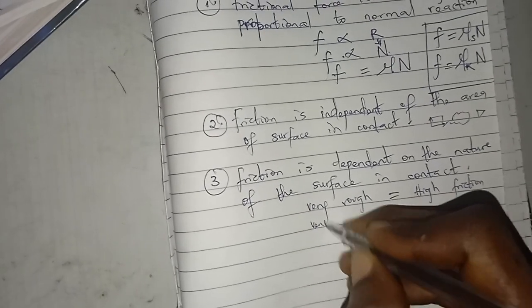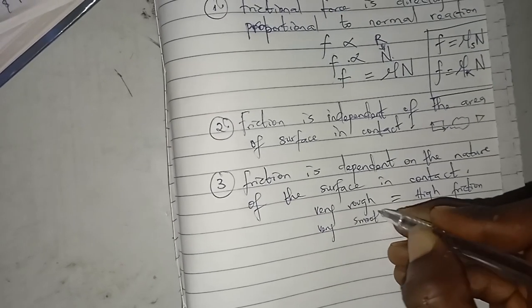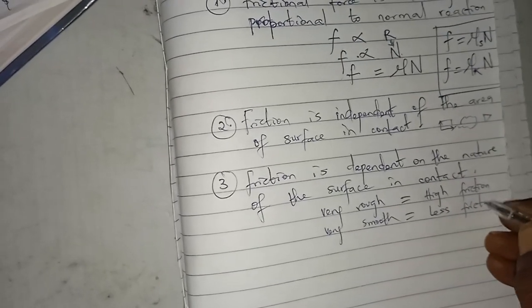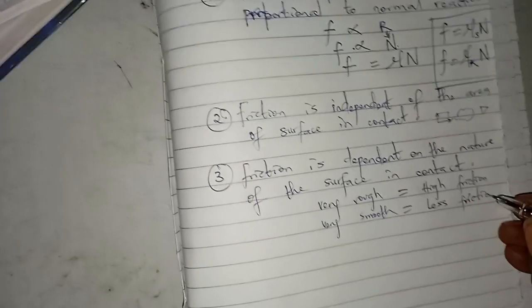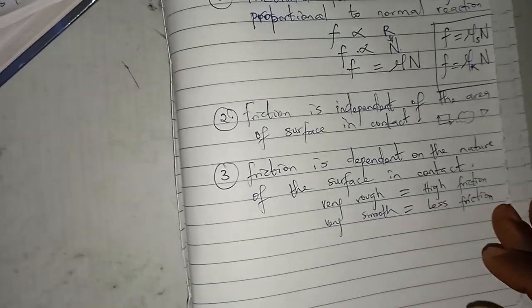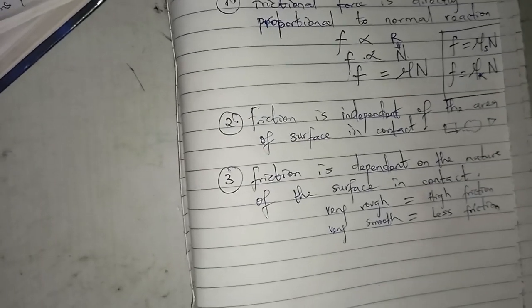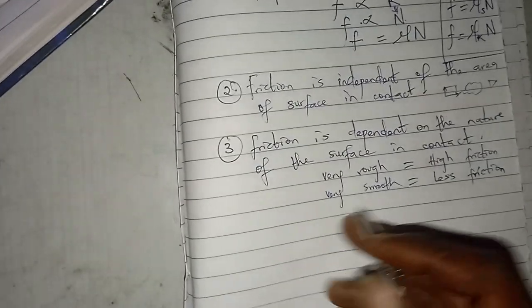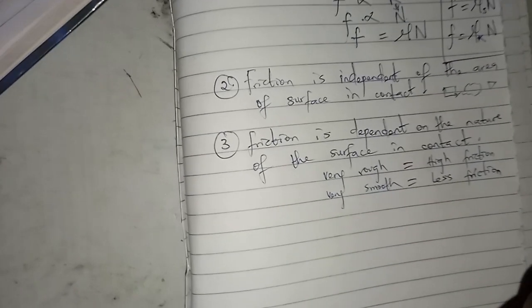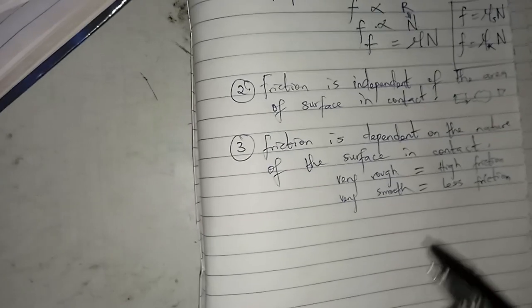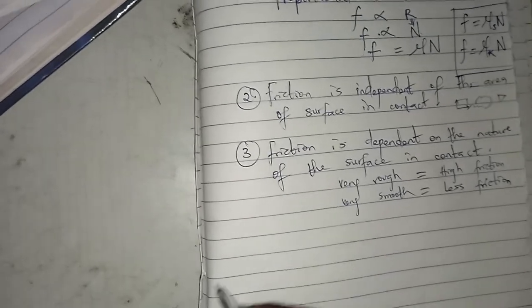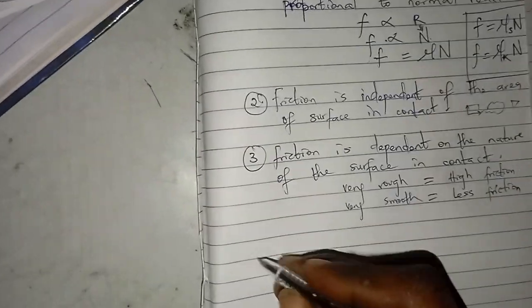So very smooth does not mean no friction, but less friction, because we say in physics that nothing is smooth, the way we say nothing is a straight line. Very smooth, less friction, because on microscopic level, those things that appear smooth are still rough. So it is dependent on the nature. If it is very lubricated, you feel the friction a little, or to a point where it feels like there's no friction. So that's the third law.